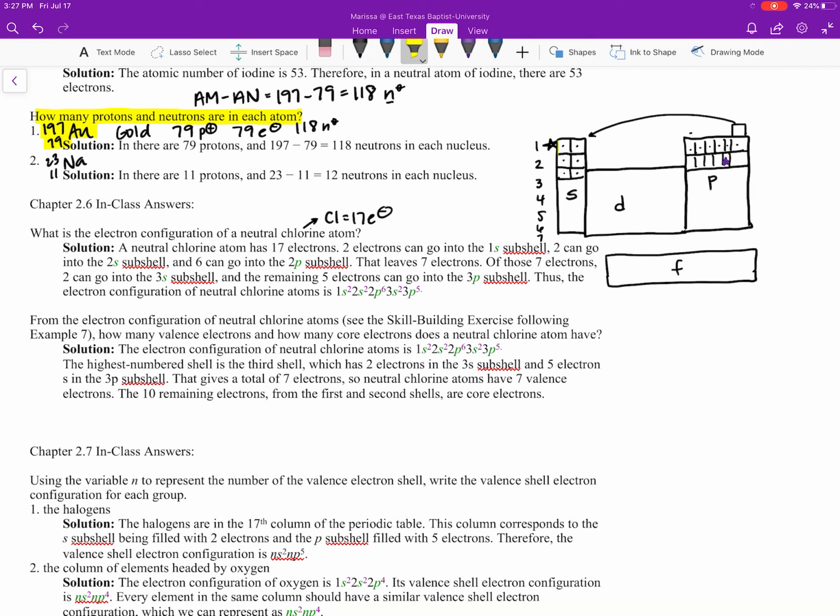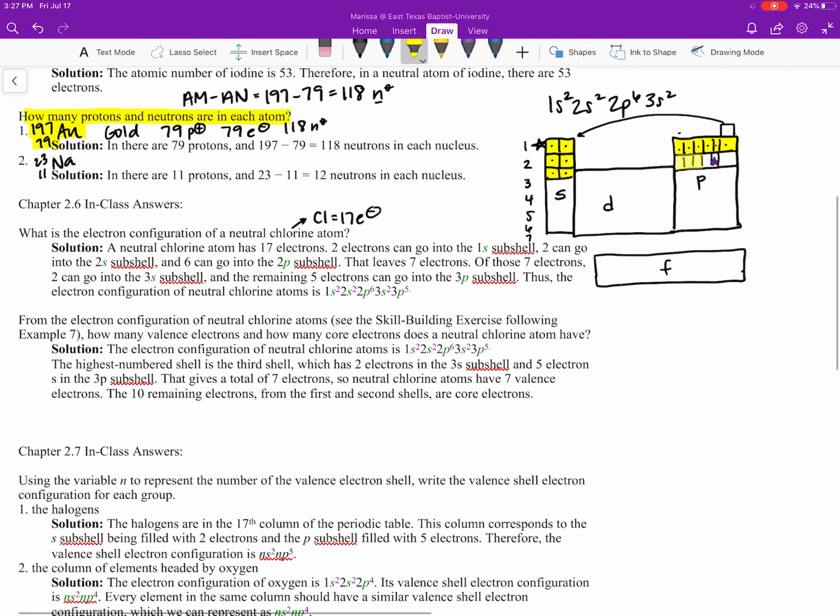So I started off, I had 1s2, and then it was 2s2. Then we skipped over to 2p6, then down to 3s2, and over to 3p, and then stop at chlorine, which is element number 5 in that row.